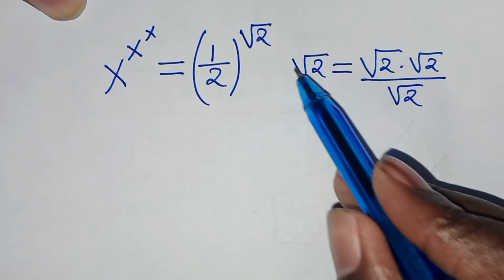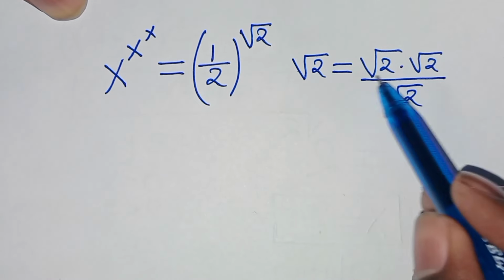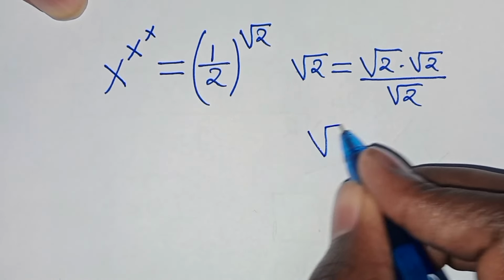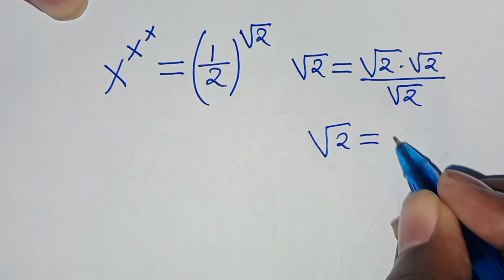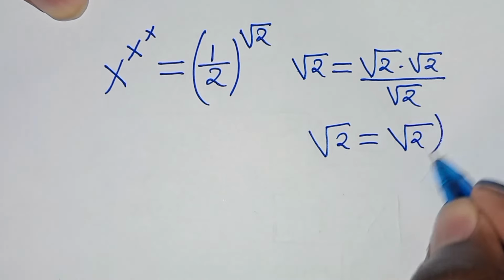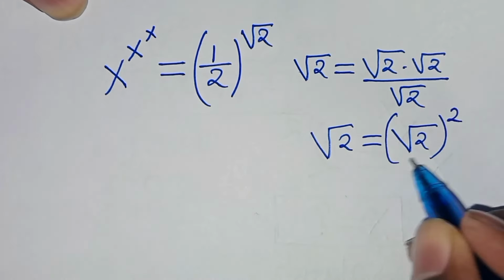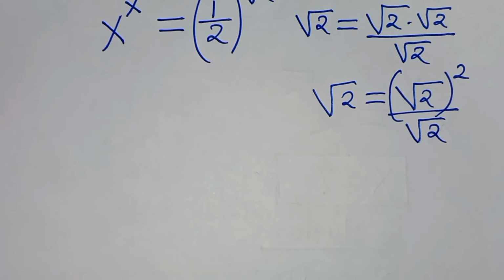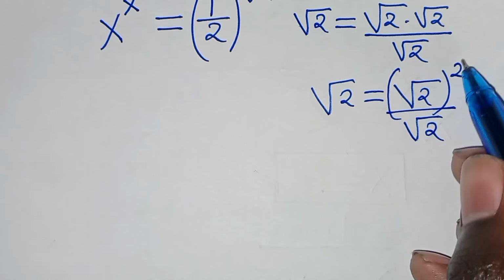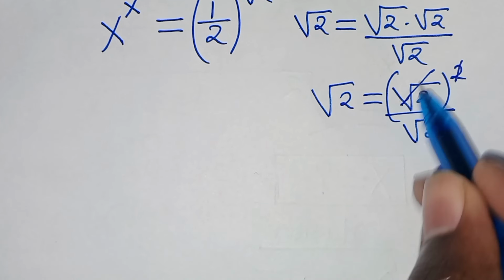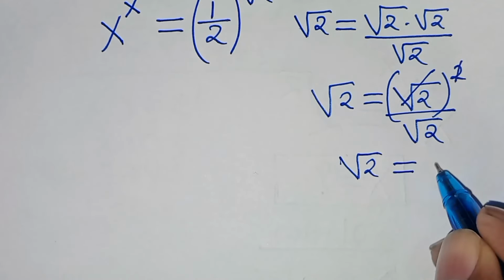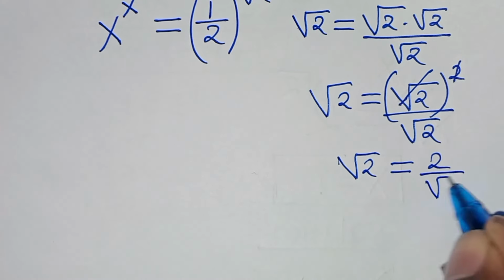Now we are saying that square root of 2 is the same thing as square root of 2 times square root of 2 divided by square root of 2, which implies that square root of 2 is the same thing as square root of 2 raised to power 2, divided by square root of 2. Now square root of 2 raised to power 2, we eliminate the square root sign, so that square root of 2 is the same thing as 2 over square root of 2.